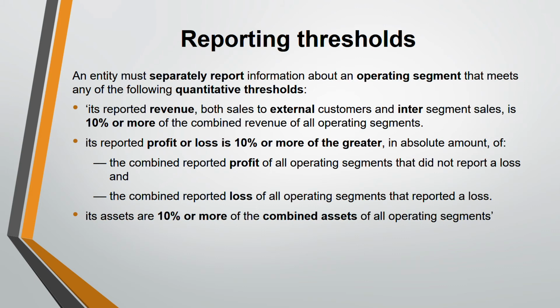Third one is assets. So here also you have to get 10% or more. That means even if you get 10%, you have to report. It's an operating segment which you have to separately report. So when you're taking the 10%, it has to be the combined assets of all operating segments.